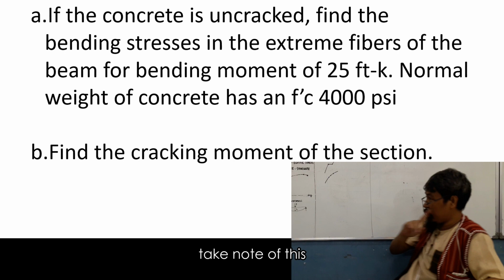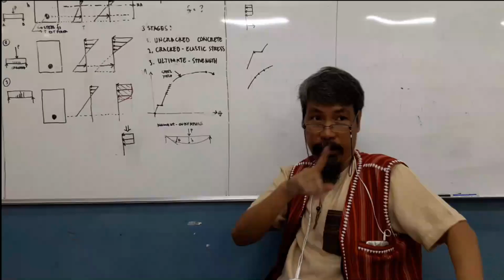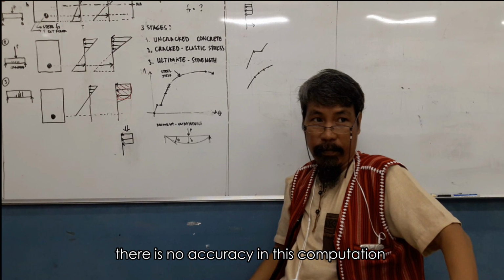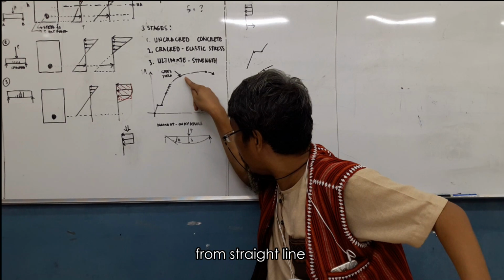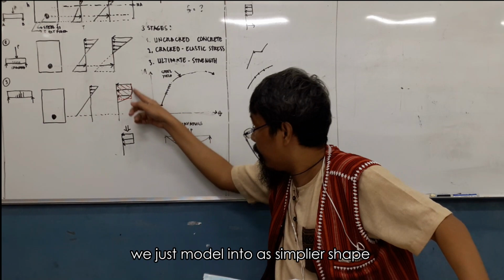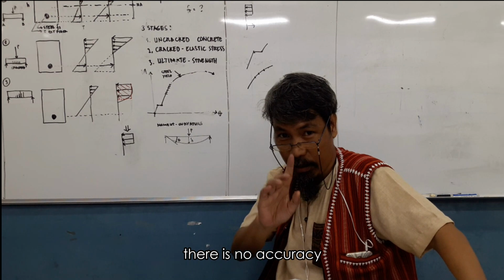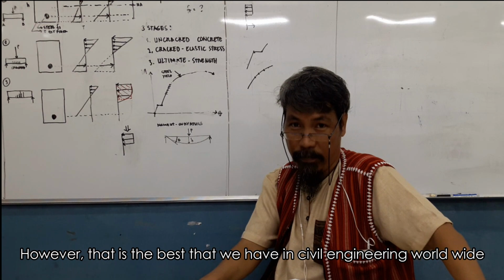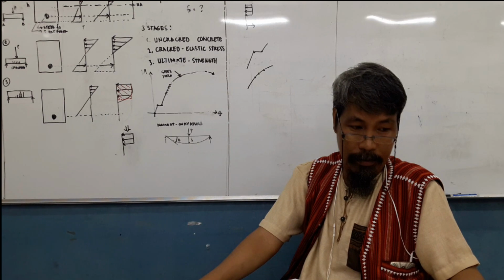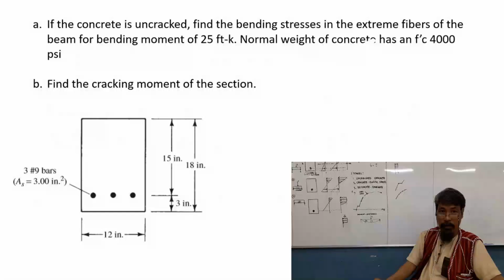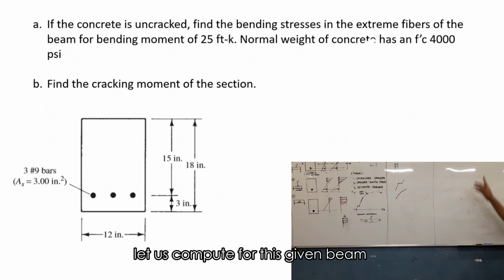Take note of this. There is no accuracy in this combination because of this. Ignore. From a straight line, we have this. Okay? We just model into a simpler shape. There's no accuracy. However, that is the best that we have in civil engineering worldwide. It is the best model that we have. We don't have any accurate model as of yet. So it is allowed by the code, so we have to use it. Okay? So let us compute.